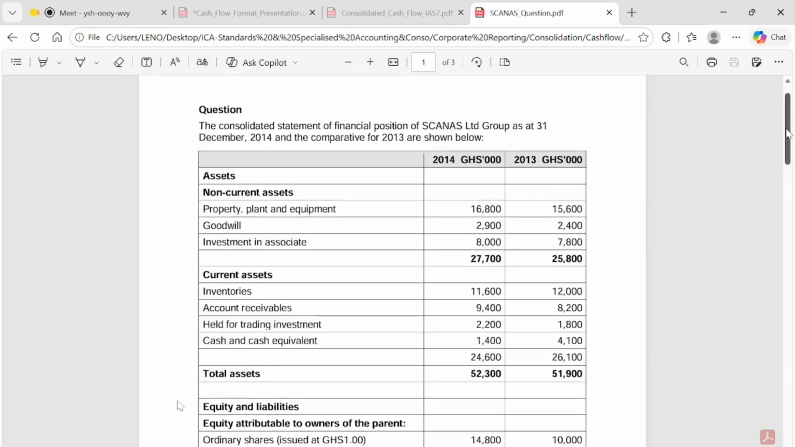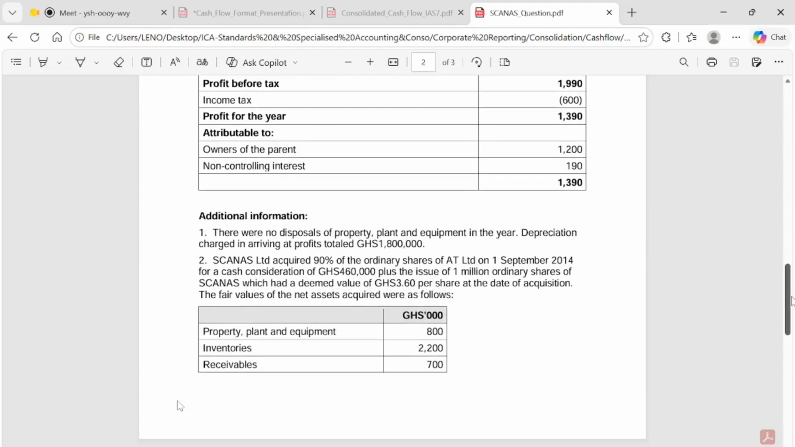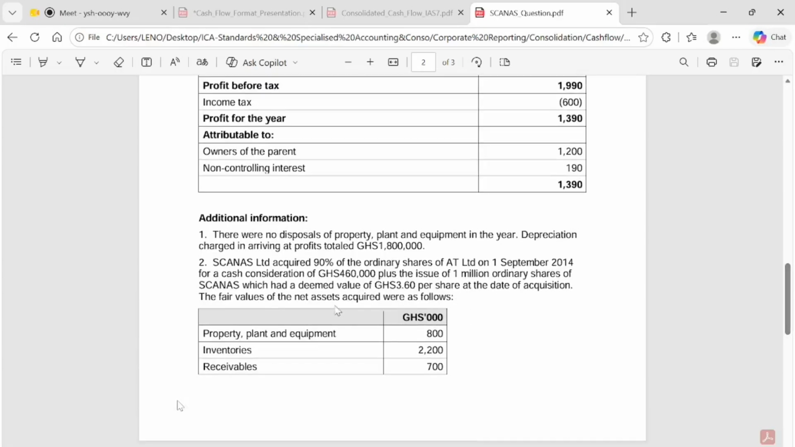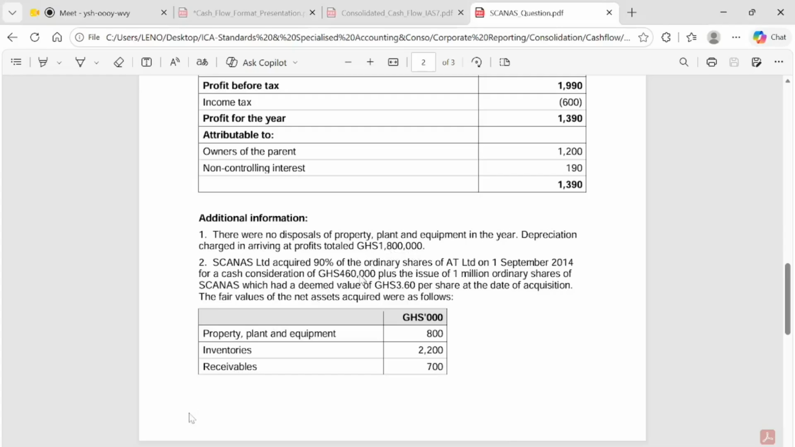Now, let's go into the question. They said that the company acquired AT as a subsidiary. How much did they pay? They paid cash of 460. Okay, good. They paid in cash for control. How much? You said 4.6 in the question, right? So let us break it down at 460.